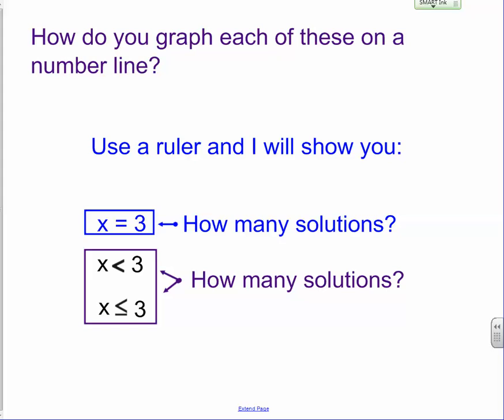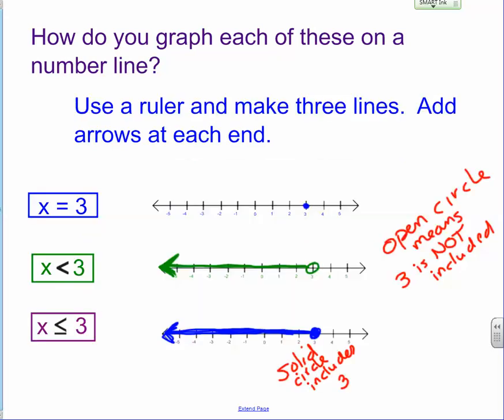So to graph x equals 3 on a number line, you need to have a number line and a dot on the 3. No shading, no arrows, because there's one solution. To graph x is less than 3, you need an open circle on the 3 and shade everything to the left, because the x is somewhere over here. Okay, it's to the left of 3, and the reason we put the open circle on 3 is because it'd be impossible to pick a number that's less than 3.